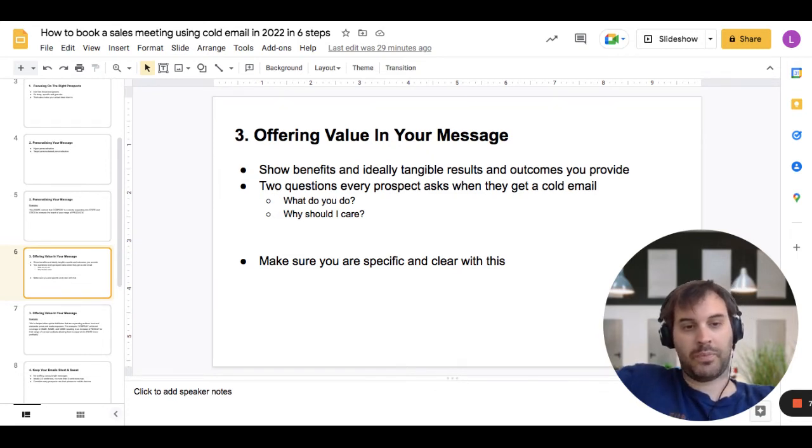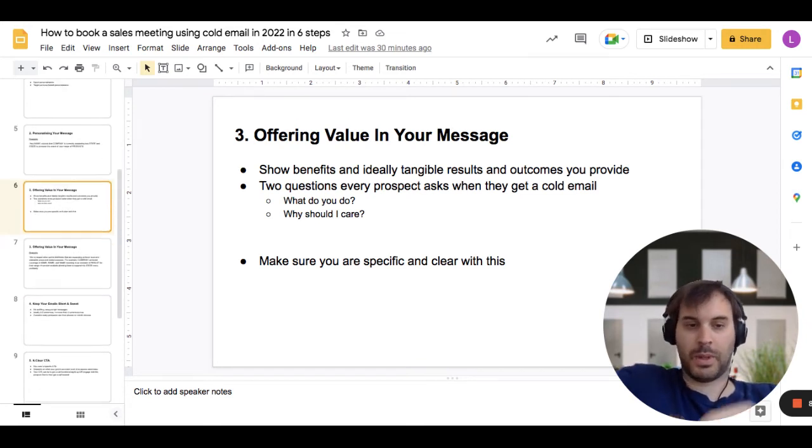A good way to write this part of your cold email messaging for your target personas is to remember that every time you send a cold email, that prospect is consciously asking themselves: who are you? What do you do? Why should I care? So in terms of distilling that value into your cold email message, think of those two questions: what do you do, and why should I care? Then you can create a one or two sentence paragraph that summarizes those benefits and tangible results that you provide.